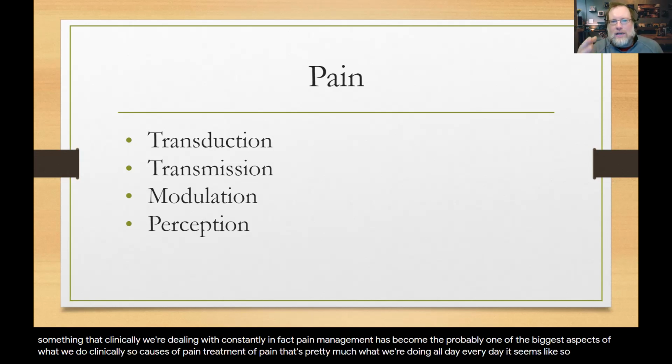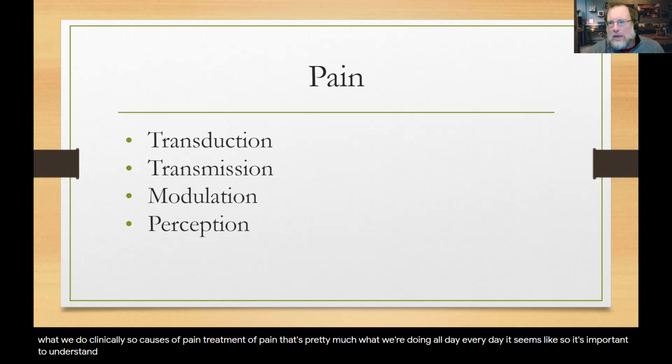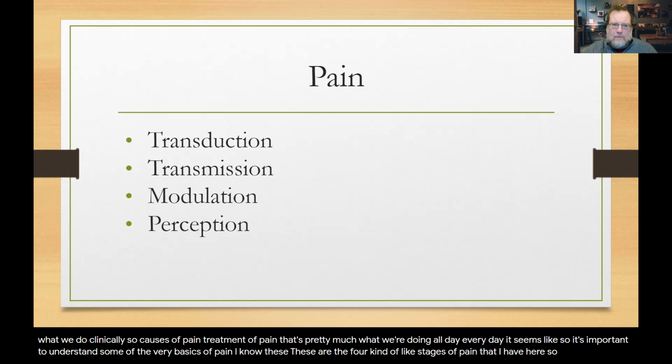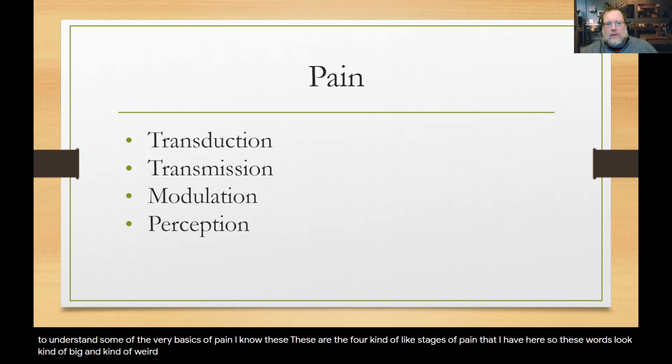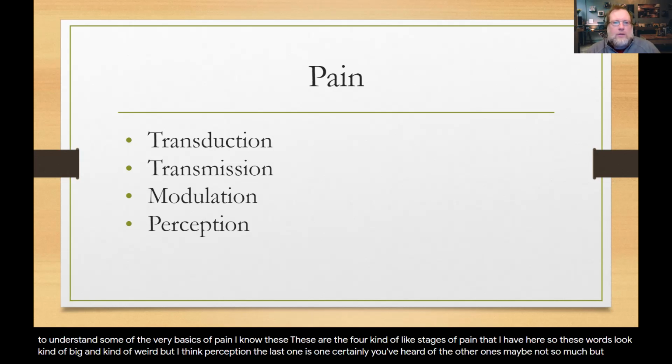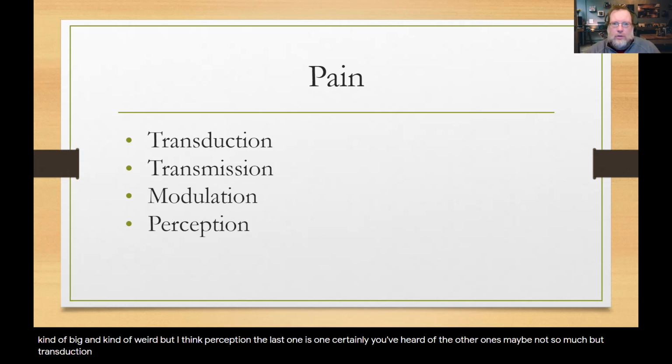It's important to understand some of the very basics of pain. I know these are the four kind of like stages of pain that I have here. I know these words look kind of big and kind of weird, but I think perception, the last one, is one certainly you've heard of. The other ones maybe not so much, but transduction, transmission, modulation, and perception. So those are the order of pain that we're going to go through.